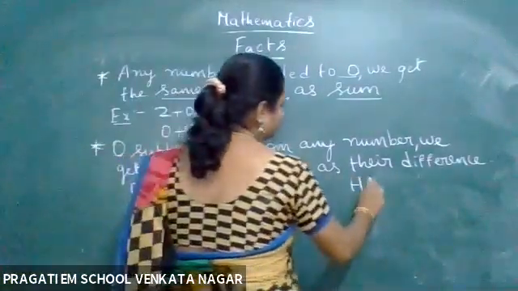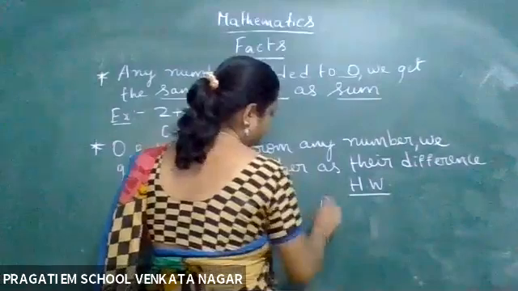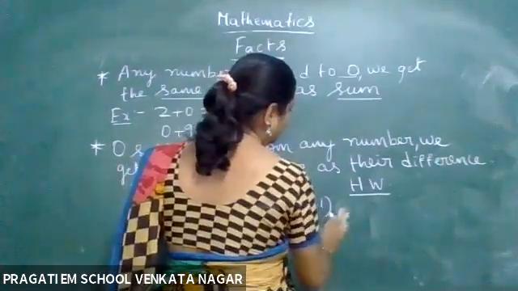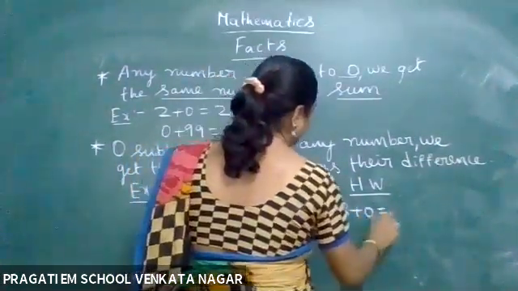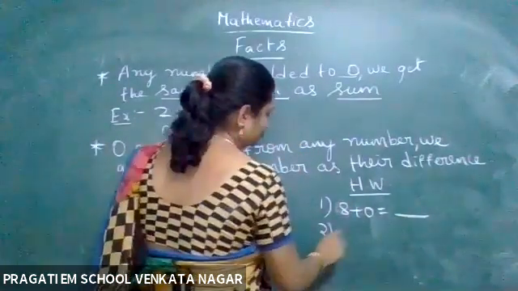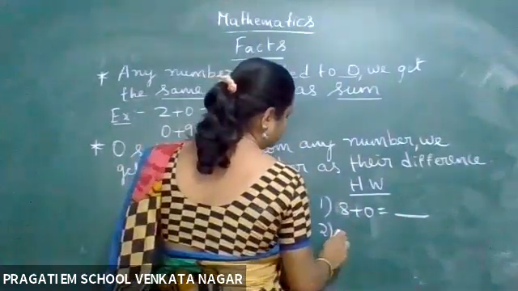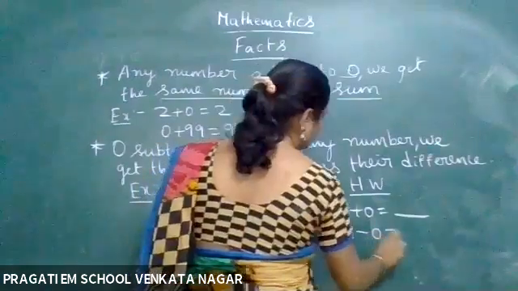Take a small homework, children. 8 plus 0 equals, 68 minus 0 equals.